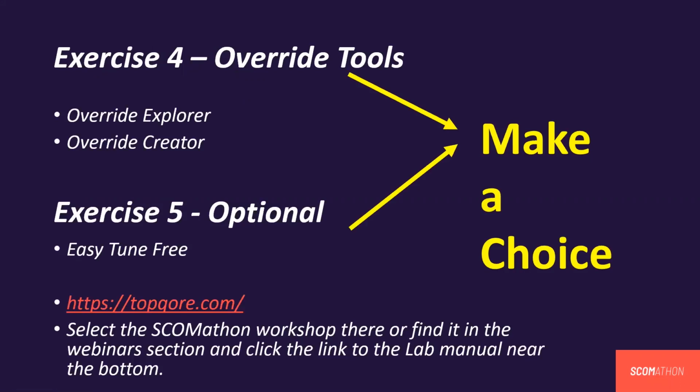So the next exercise is exercise. You can actually make a choice to either do exercise 4 and look at the override explorer and override creator yourself, or do exercise 5, which is the EasyTune. Obviously, the EasyTune exercise requires you to have EasyTune set up already. If you are already a user of EasyTune, then this exercise might be too simple for you and you might want to have a look at exercise 4 in that case. So make a choice what you want to do.